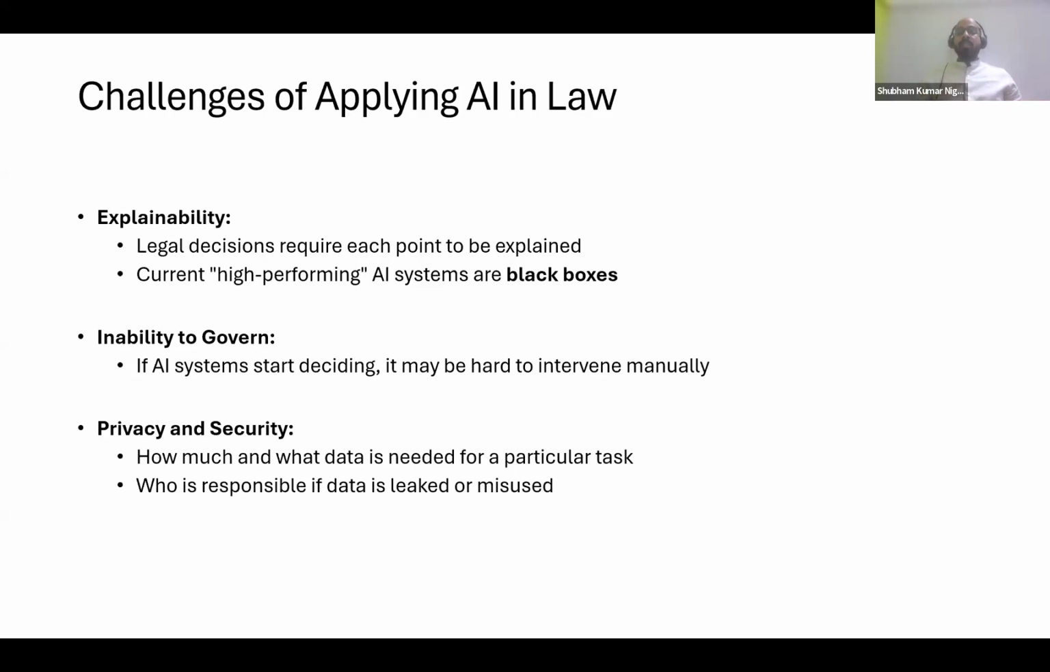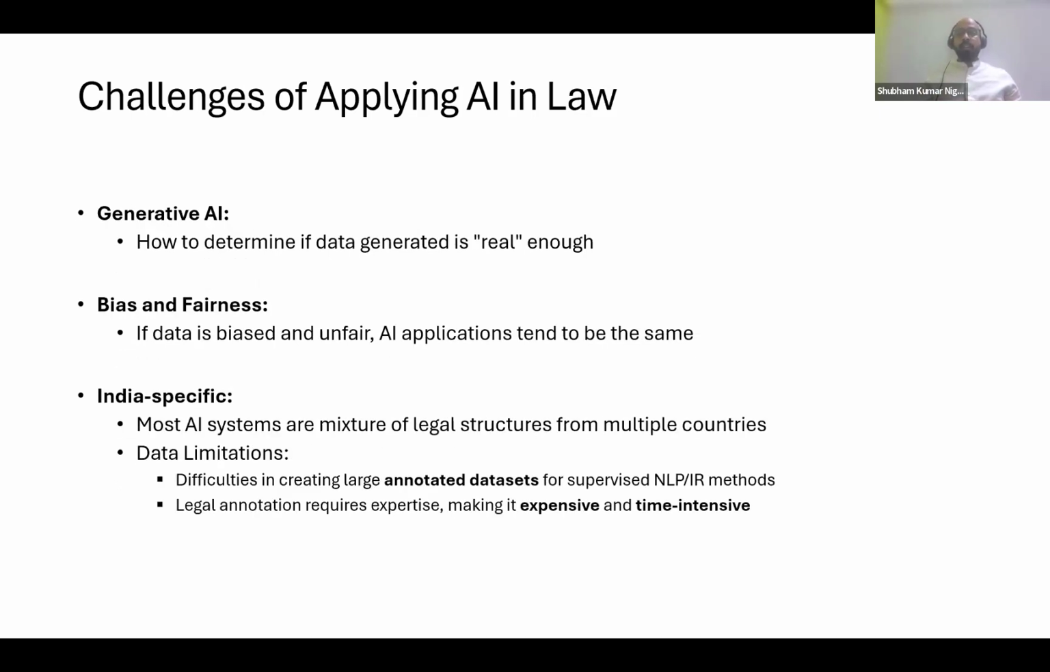Similarly, privacy and security issues are also here, because how much and what data is needed for a particular task is also not defined in this domain. Also, who is responsible if data is leaked or misused? Nowadays everybody is using their own AI chatbot. So if private or sensitive data is leaked, it is very difficult to backtrack or secure all that data. Similarly, in the Gen AI era, how to determine if data generated by an AI model is real or fake?